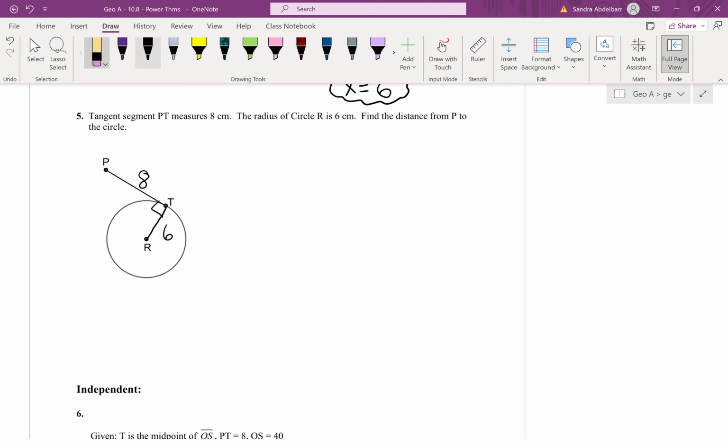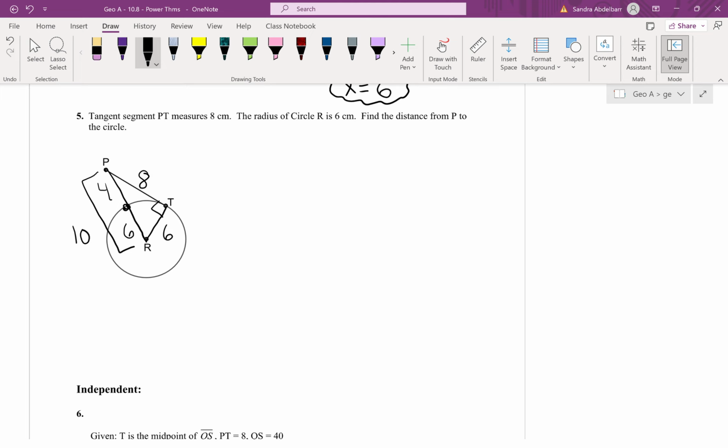But hold on a minute. If I were to draw the segment from R to P, can we find PR? Yeah, what is this? 3, 4, 5 times 2. Isn't this a triple times 2? So what is this? 6, 8, 10. And don't we know that the radius is 6? So if this is 6, what is P to the rim of the circle going to be? 4.